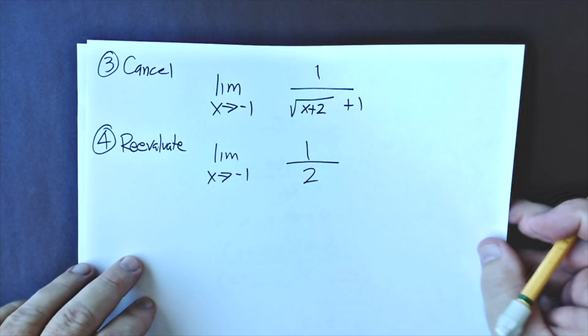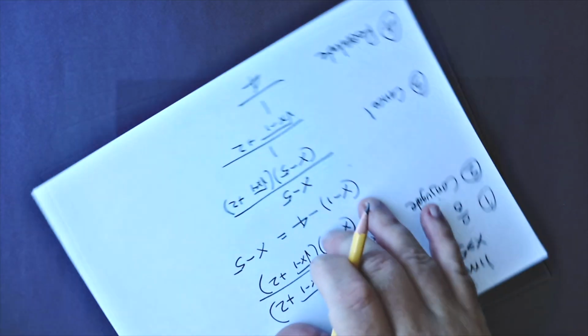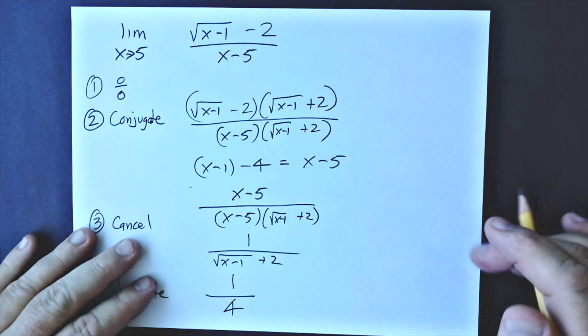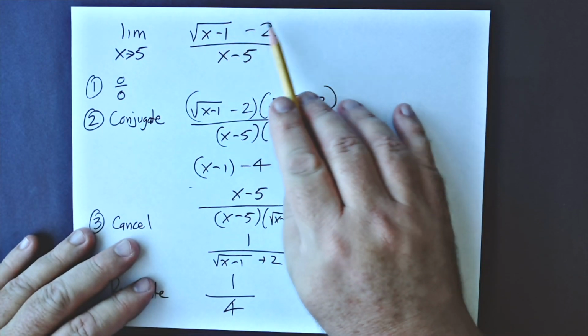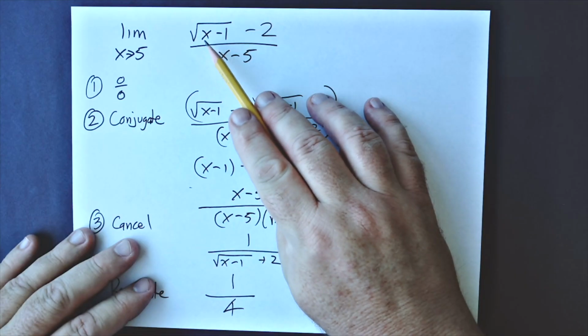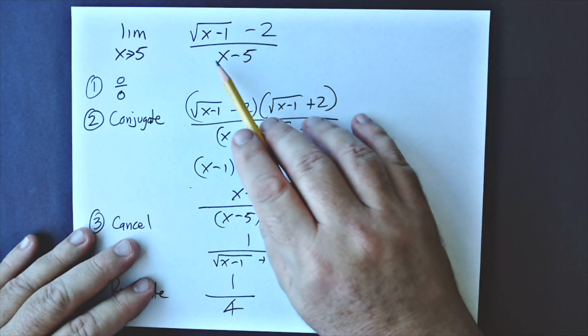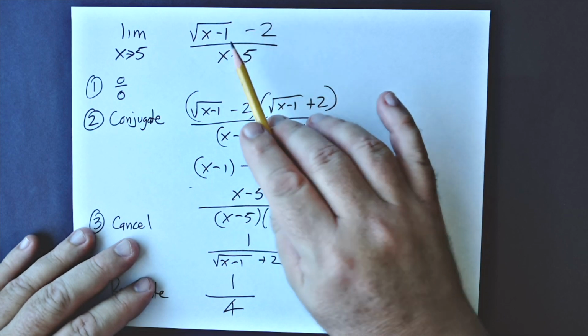Let's look at one more example of that. So the limit as x goes to 5 of this. Notice when I put 5 in here, 5 minus 1 is 4. Square root of 4 is 2, minus 2 is 0. 5 minus 5 is 0. I get the 0 over 0.